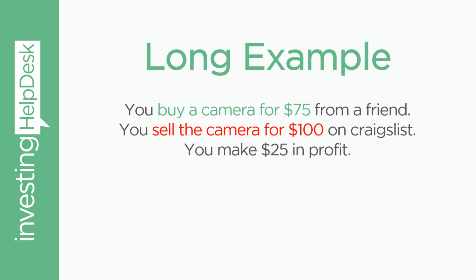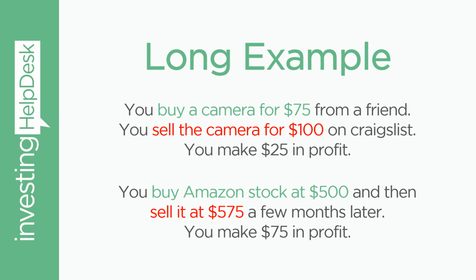Now, if you take this example onto a stock example, you can buy the Amazon stock, let's say at $500, and then as that stock appreciates in value over time, you sell it for $575 a few months later, making you $75 in profit. Now, keep in mind here, we're talking about one camera and one share of stock. Of course, if you purchased 50 cameras and sold 50 cameras, your profit would be 50 times larger. And the same thing with your stock. So if you did 50 shares, your profit would again be 50 times larger.